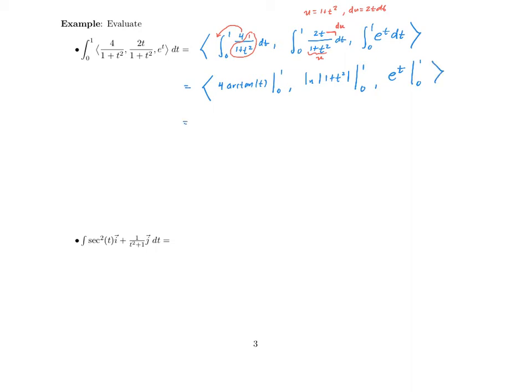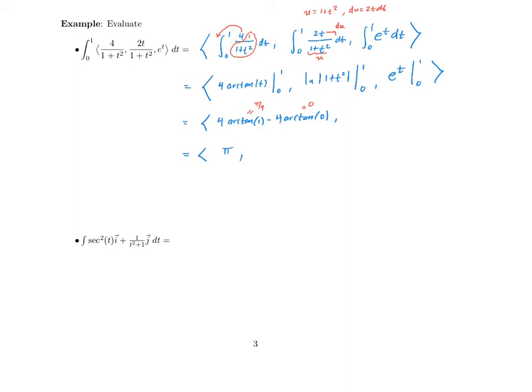So now we go ahead and we take care of this evaluation. So we have 4 arctangent of 1 minus 4 arctangent of 0, two common values. And as a reminder, we should always evaluate functions at these common values. Arctangent of 1 is equal to pi over 4, and arctangent of 0 is equal to 0. And what this would give us is 4 times pi over 4 is pi, minus 0 is 0.